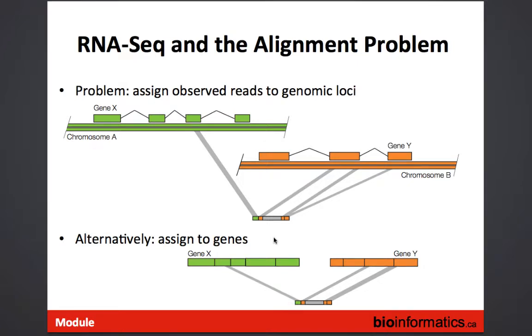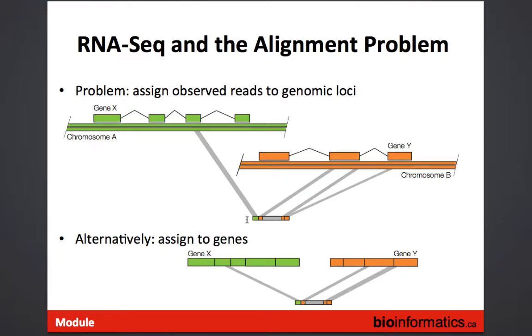So now the problem is to take a collection of reads that look like this and try and assign them to the original locations in the reference genome that we believe that they originated from, in terms of a healthy human reference. And this is, I guess, the RNA-seq alignment problem.